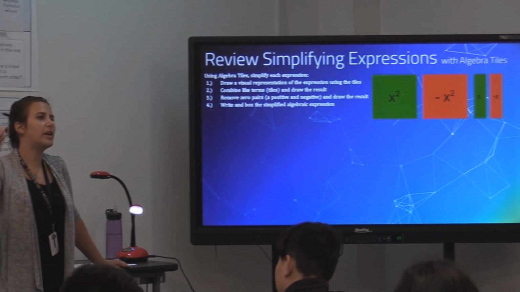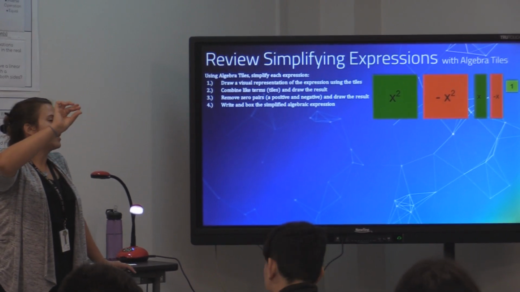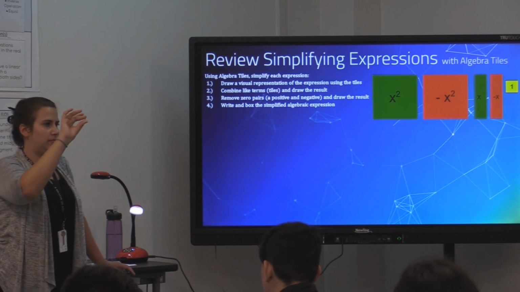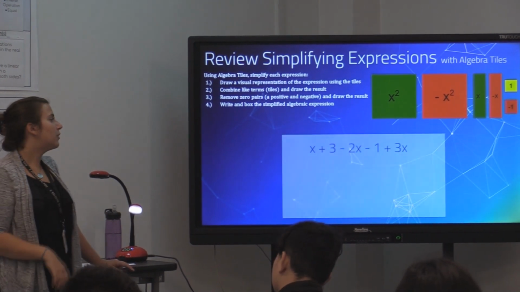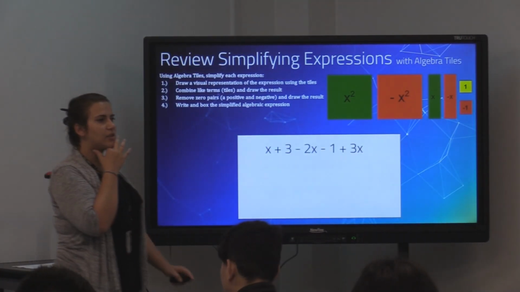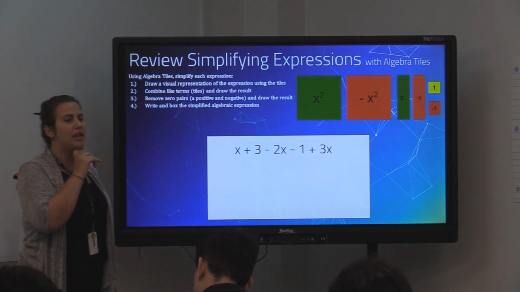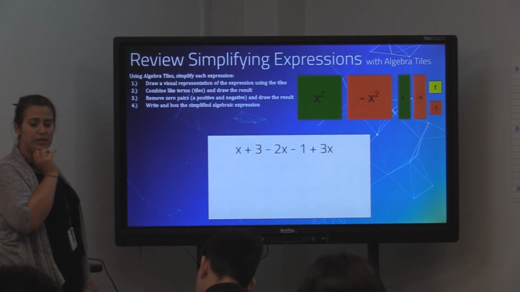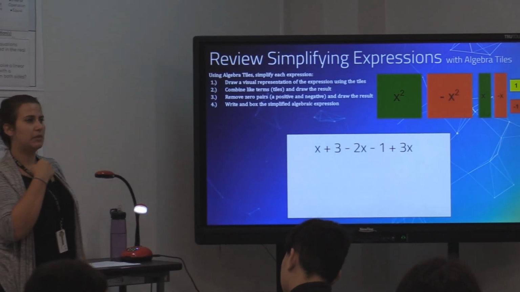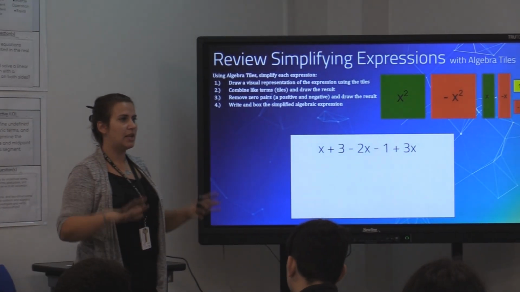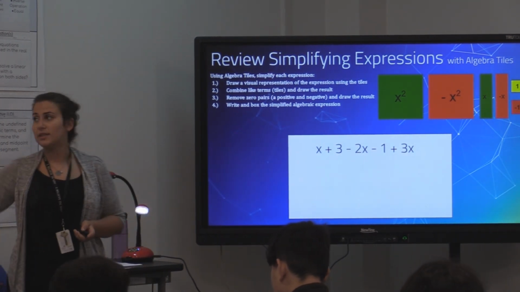And then our tiny little squares, Manuel, please make sure you're paying attention. Tiny little squares: yellow counts for 1, red counts for negative 1. So we're going to use these tiles to combine like terms, meaning to simplify our expression, make it simpler for ourselves. First expression we have is x plus 3 minus 2x minus 1 plus 3x. Got a lot of stuff happening there, right? And we just want to put them all together.